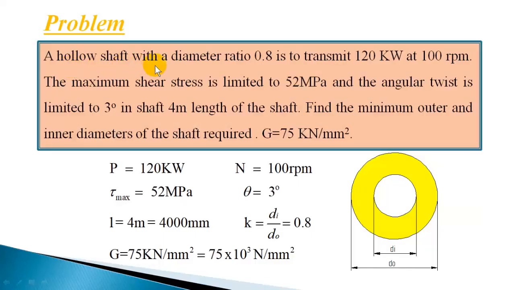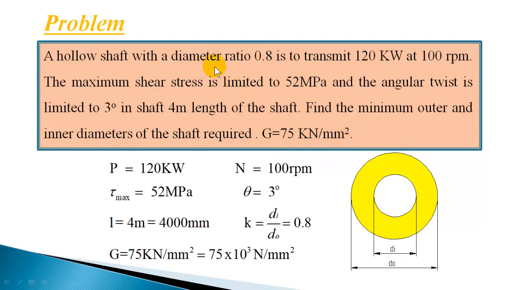A hollow shaft with a diameter ratio of 0.8 is to transmit 120 kW at 100 rpm. The maximum shear stress is limited to 52 megapascal and the angular twist is limited to 3 degree in a shaft length of 4 meter. Find the minimum outer and inner diameters of the shaft required. G is equal to 75 kilonewton per mm square.